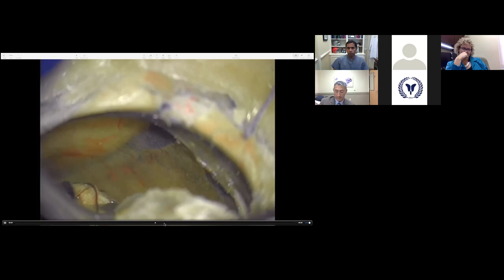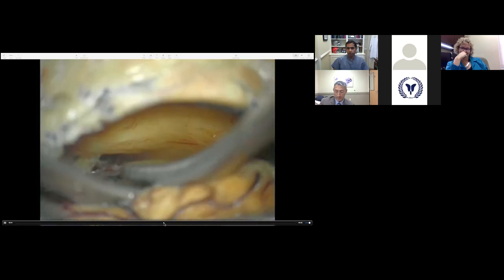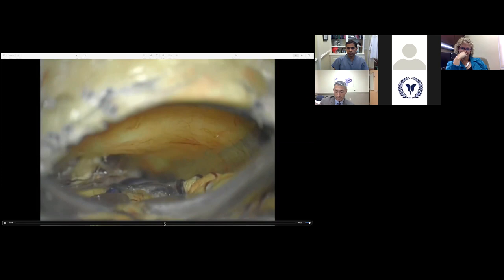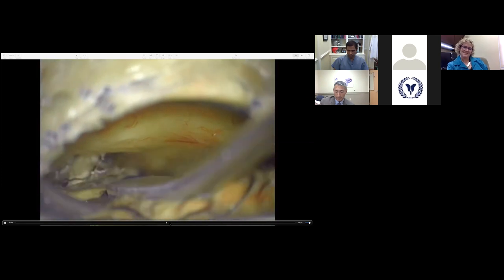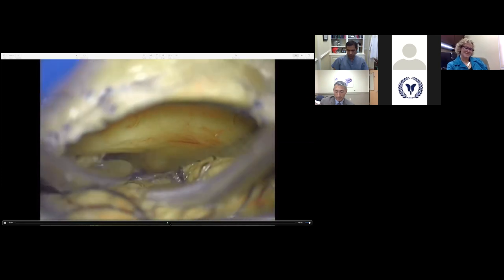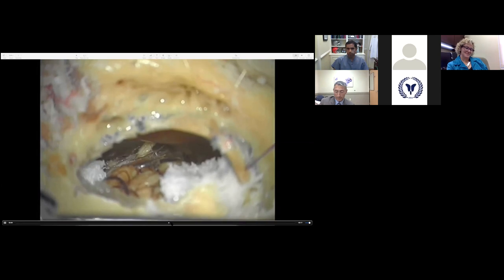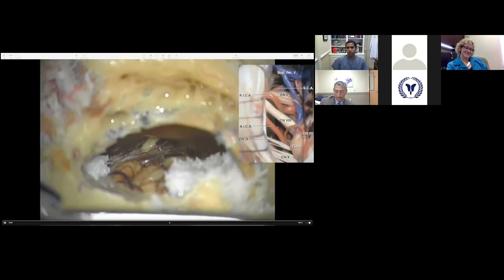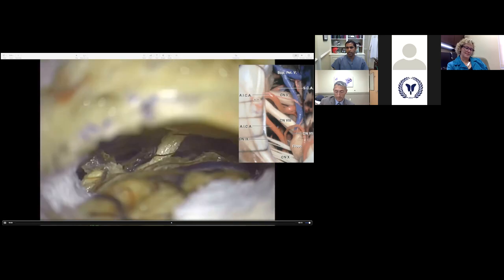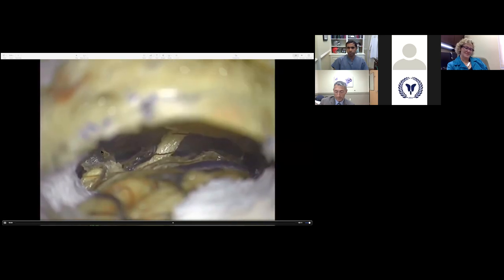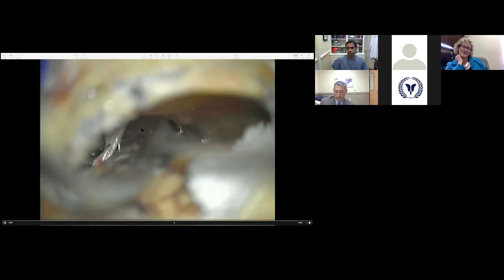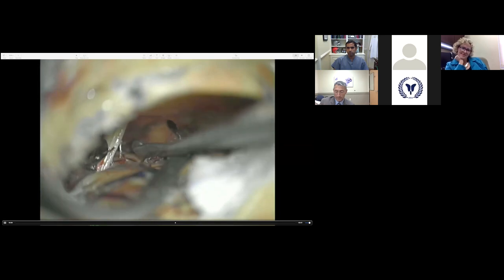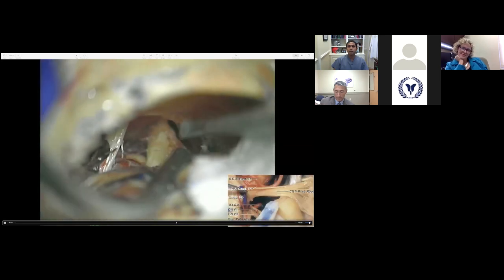And as we go forward, we look a little bit more inferiorly. You can see the bulge of the posterior wall of the internal auditory canal, and you can see the 7-8 nerve complex there. What we're looking at right here is the 8th nerve, the 7-8 complex going into the internal auditory canal. You can still see a little view of the petrosal sinus right here.